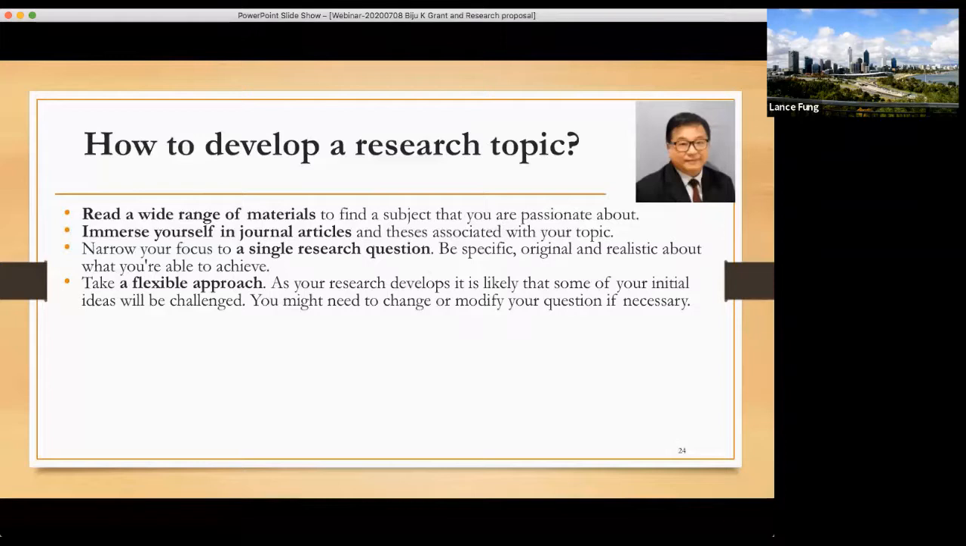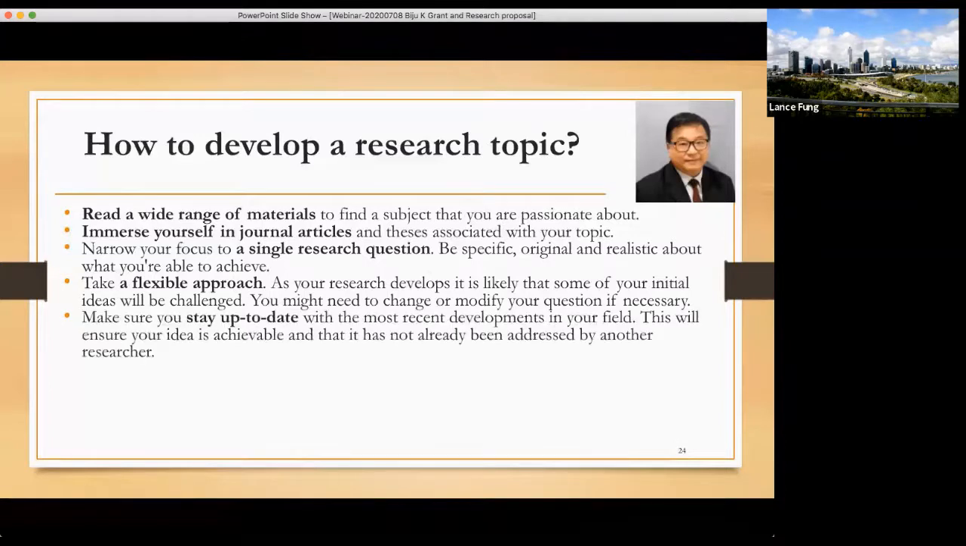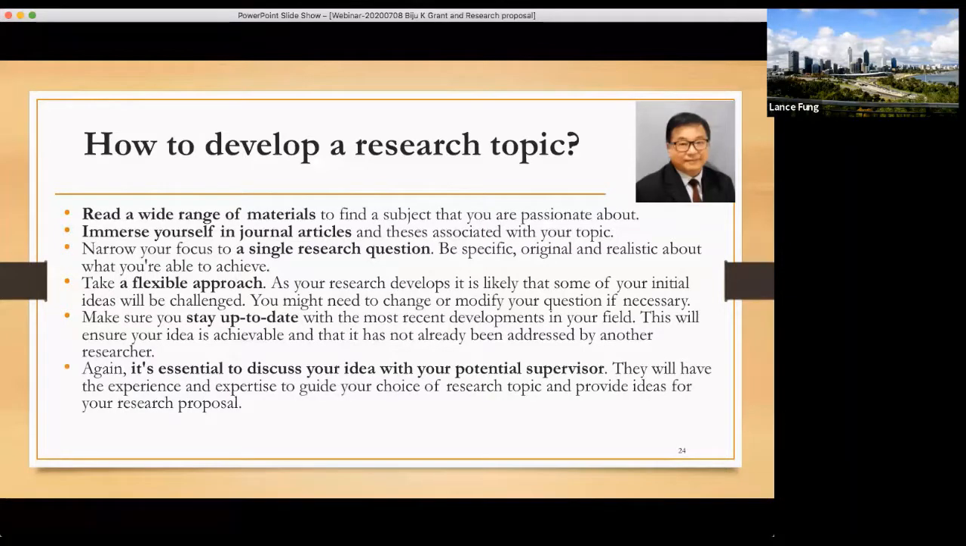You can also be a bit flexible, because in times to come, you may find out during the study that your direction changes a little bit. Make sure that you keep yourself updated, and it is also essential to have ongoing discussion with your supervisor.